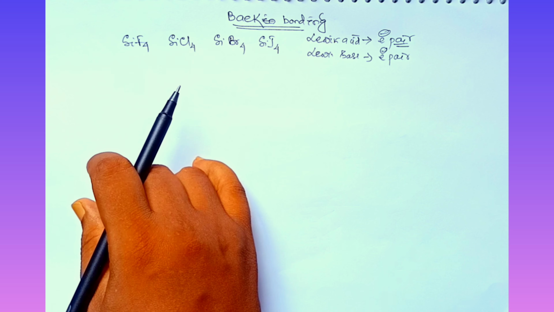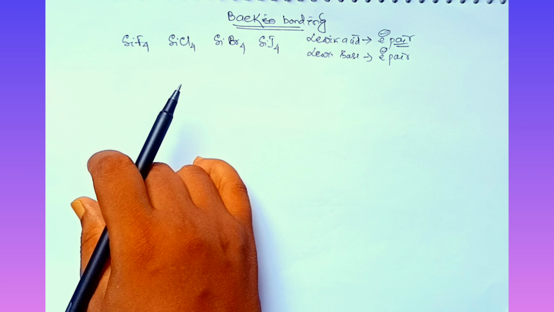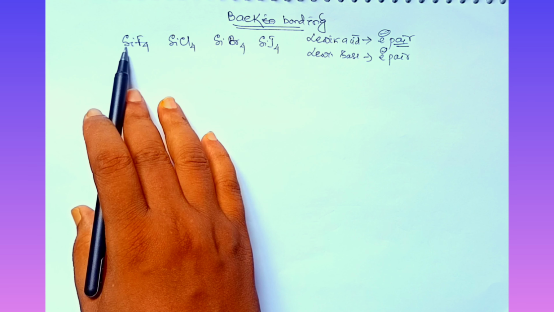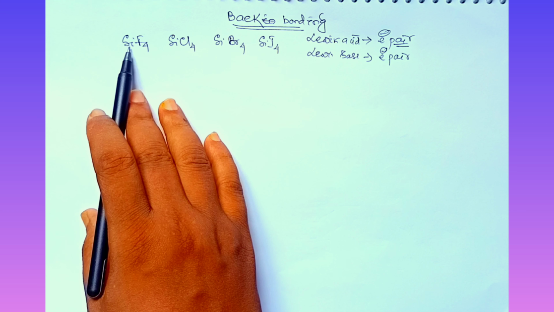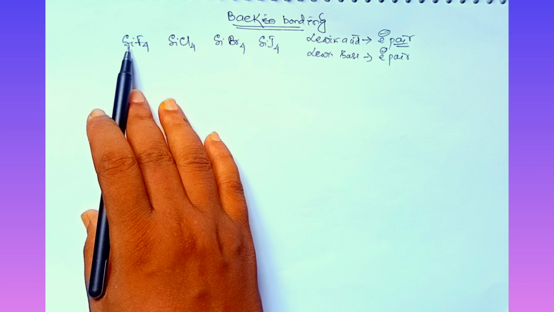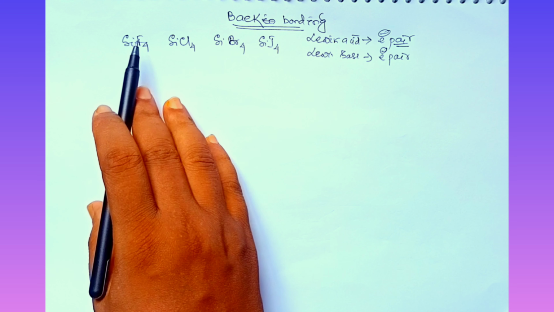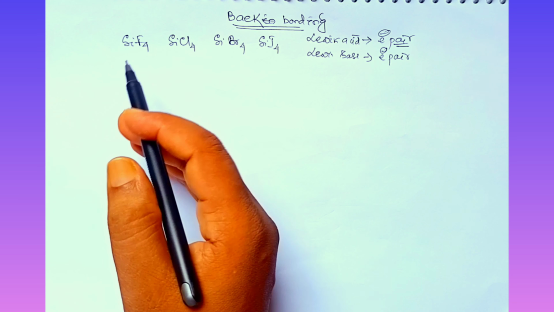But here we will not consider the concept of back bonding, because here silicon belongs to the third period. So though back bonding is possible, it is not so effective. So that's why, forgetting the concept of back bonding, how will we decide the Lewis acid character?